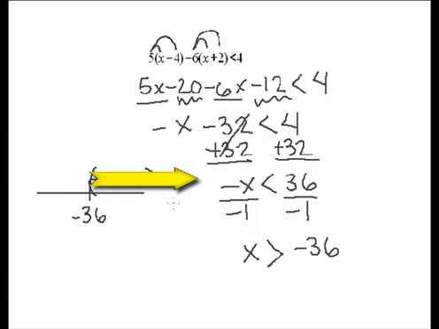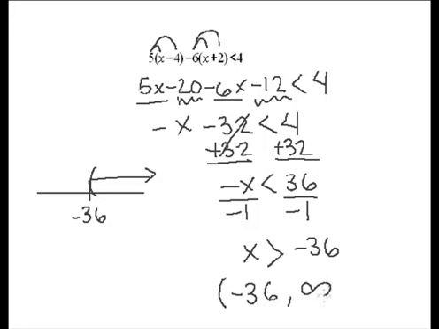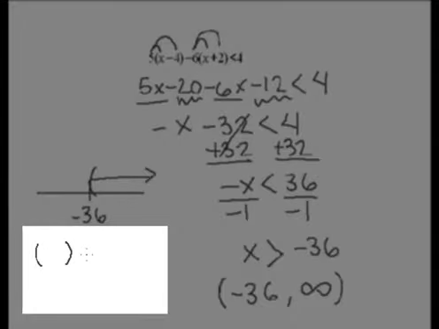So we have -36 comma infinity. Notice that we use parentheses here because we have a sign that is greater than. We have to use parentheses. So we use parentheses when we have one of these signs, and we use brackets when we have one of these signs.